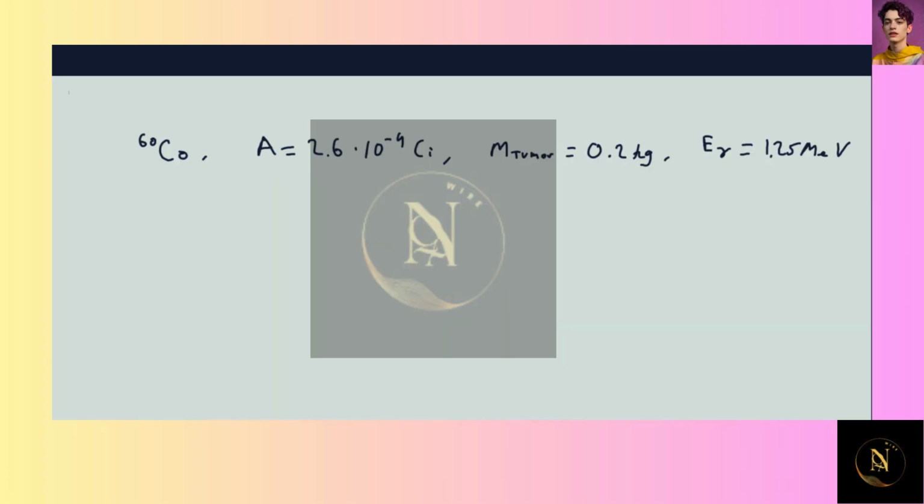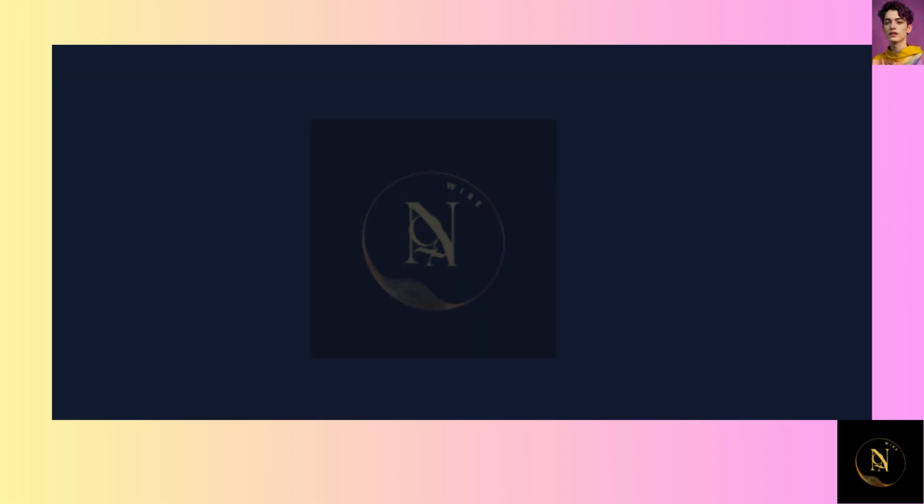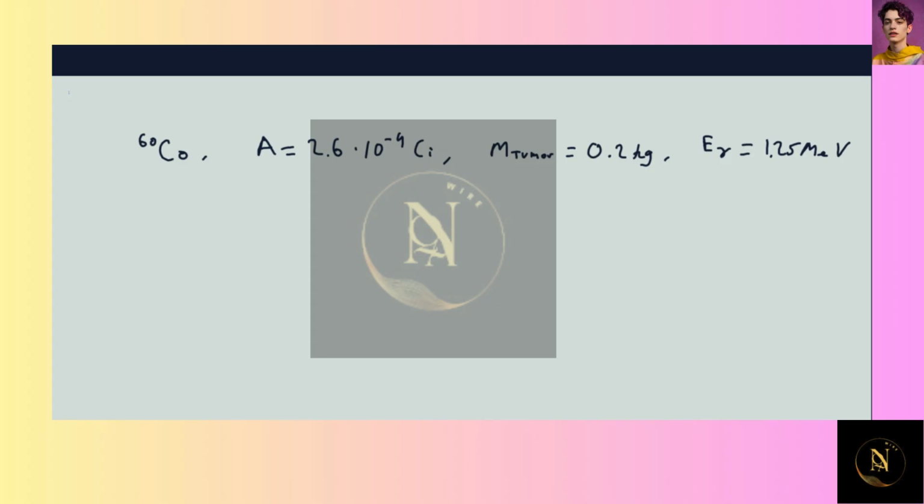So a cobalt-60 source that has an activity of 2.6 times 10 to the minus 4 curies is embedded in a tumor that has a mass of 0.2 kilograms. We're told that the source emits photons that have an average energy of 1.25 MeV, and that half of the photons are absorbed in the tumor. So for part A, we're asked to calculate what the energy delivered to the tumor per second is.